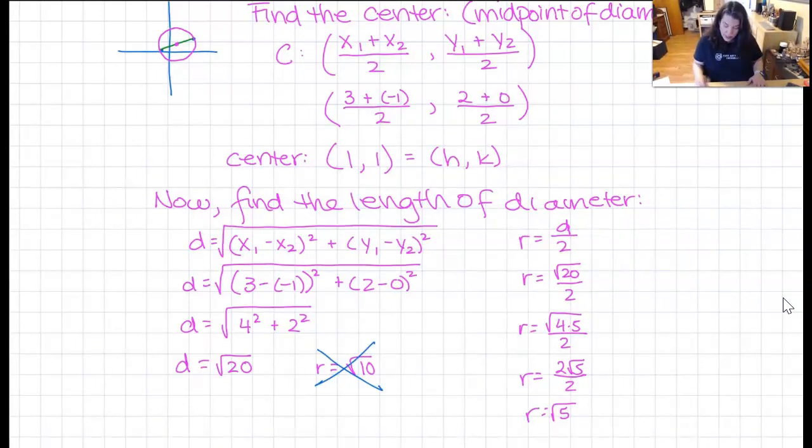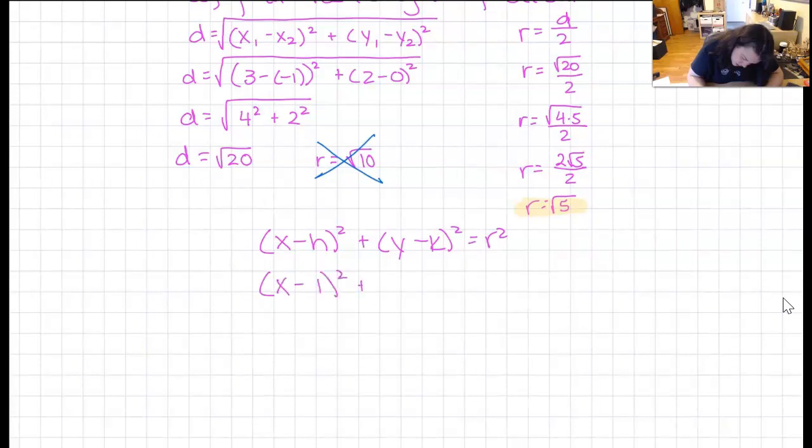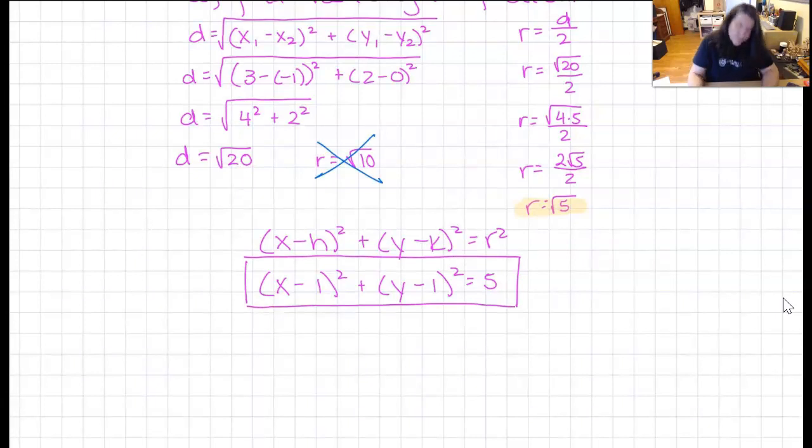And there we go. We now know everything that we need to know. So we're ready to go ahead and write the equation of the circle. Remember, we know (h, k) is (1, 1). And we know r is the square root of 5. So, (x minus h) squared plus (y minus k) squared equals r squared. h was 1. k was 1. r is root 5, so you square it and you get just 5, and there is your equation of the circle. Ta-da! So there's one problem.